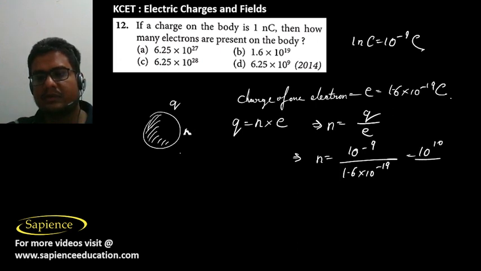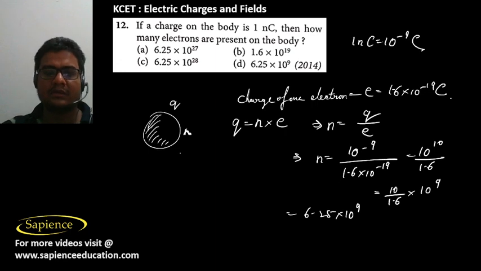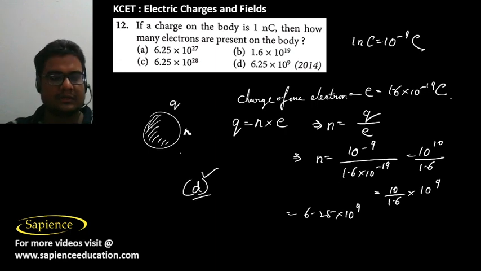10 power 10 divided, 10 by 1.6 is 6.5 into 10 power. These many electrons are there. D is the correct answer.